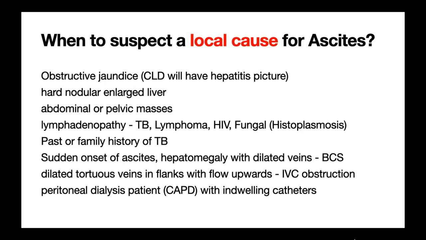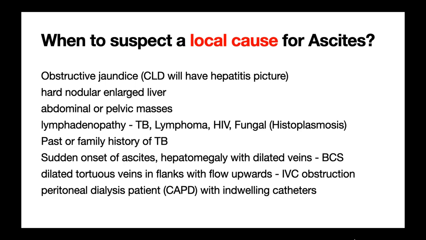If the patient has lymphadenopathy in the abdomen or outside the abdomen, think of TB, lymphomas, HIV, histoplasma. If there is a past or a family history of tuberculosis, again suspect local cause. Then if there is a sudden onset of ascites, sudden hepatomegaly, dilated veins, lot of discomfort, painful hepatomegaly, tender hepatomegaly, think of a Budd-Chiari syndrome. Then if there are dilated tortuous veins in the flanks, that means in the axillae and in the flanks of the abdomen with the flow upwards, then think of IVC obstruction. Well, in this case, you will have prominent ascites, but you will also have very prominent pedal edema.